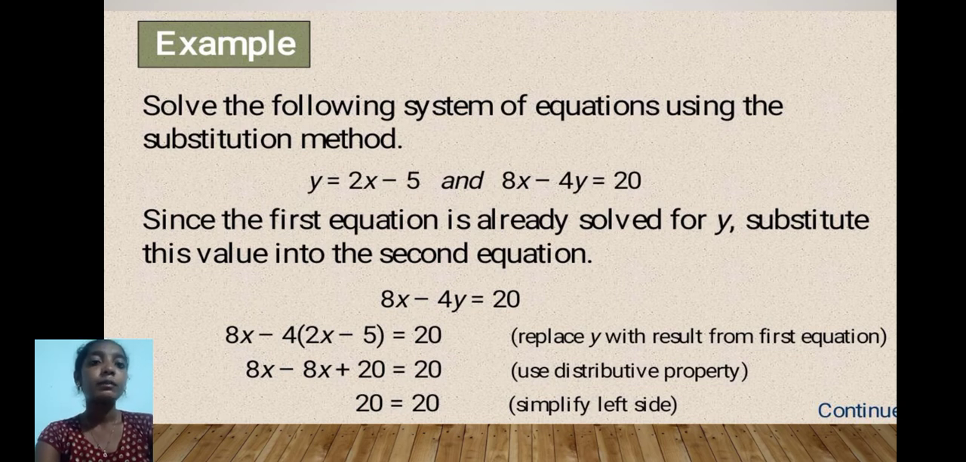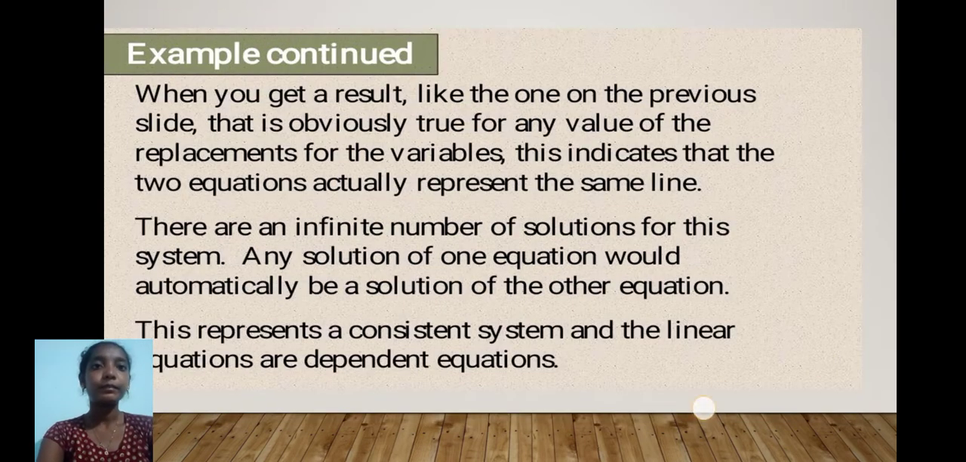So 8x minus 4 times the y value, 2x minus 5, equals 20. Replace y with the result from the first equation. Use the distributive property: 8x minus 4 times 2x is 8x, and minus times minus is plus, since 4 times 5 is 20, equals 20. Simplify the left side. 8x minus 8x cancel, so we have 20 equals 20.